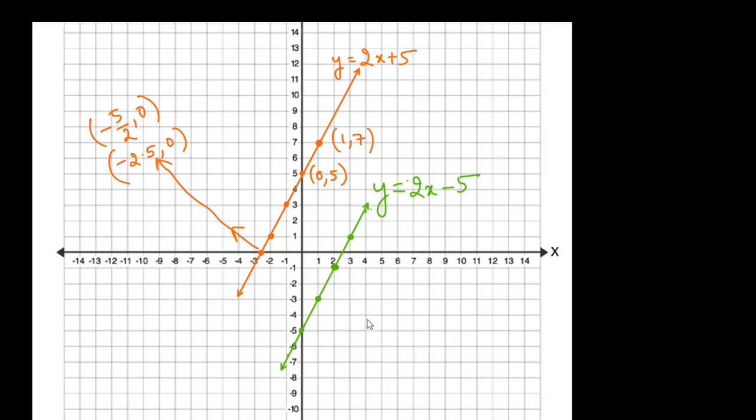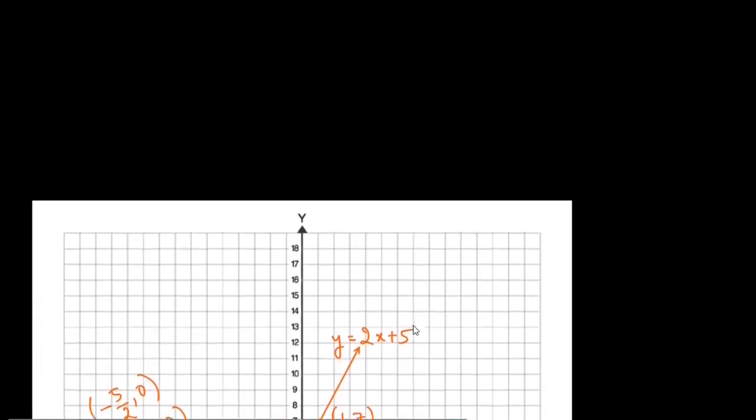Now what is the point of intersection of the line with x-axis? So this is the point of intersection of the line with x-axis. This is 2.5, 0, or this is 5 by 2, 0.